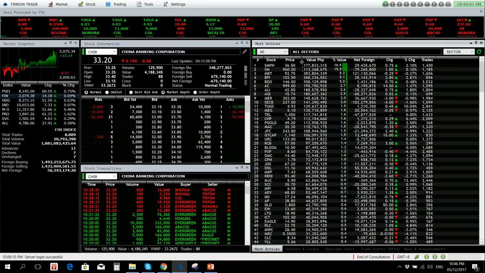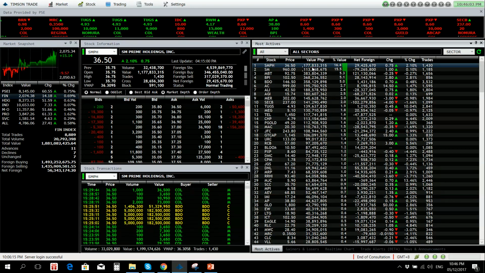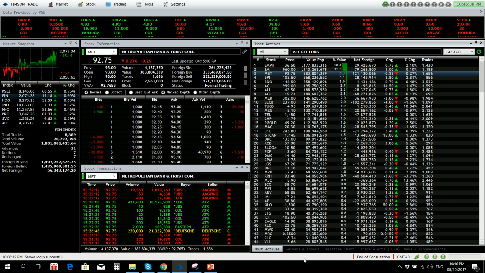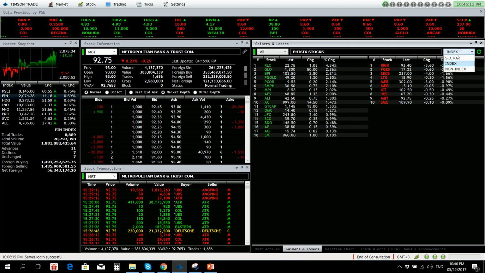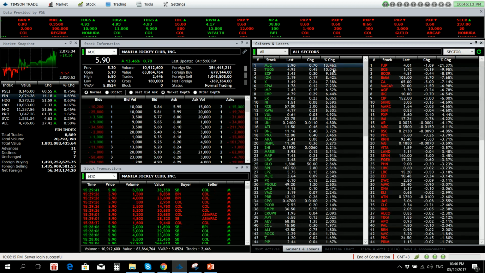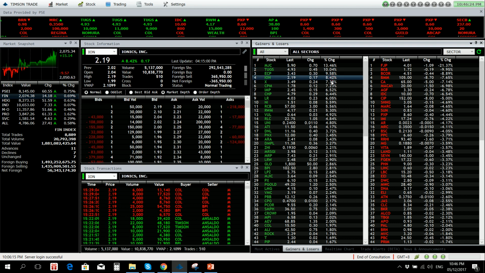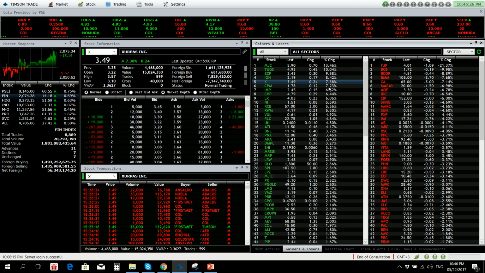Most active stock for the day is SMPH, with 1.17 billion, followed by SM with 1.11 billion and Metro Bank with 383 million. For our gainers and losers, top gainer is MJC, 13.46% up, good volume at 63.8. Tugs is also up by 10.04%. ECP, no volume. Ion is up by 8.42%.